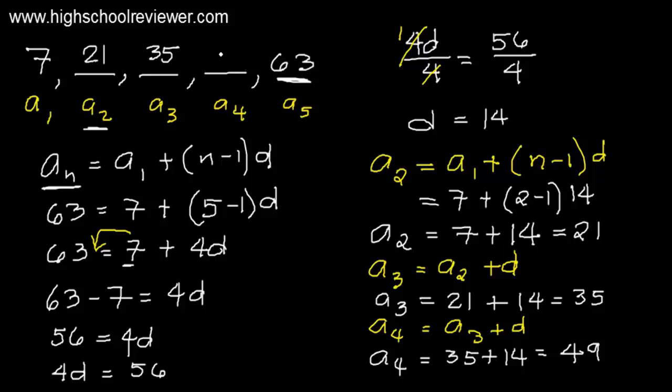So our arithmetic means are now complete. We have 21, 35, and positive 49. These are our final answers, the arithmetic means of an arithmetic sequence.